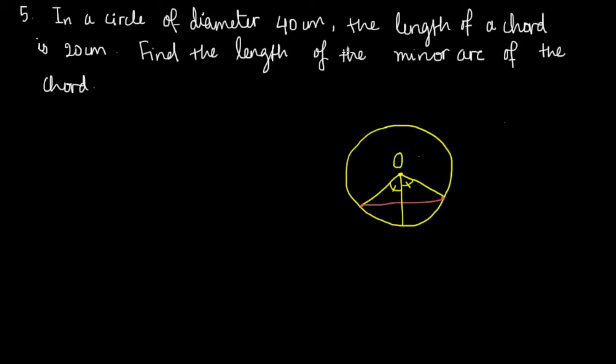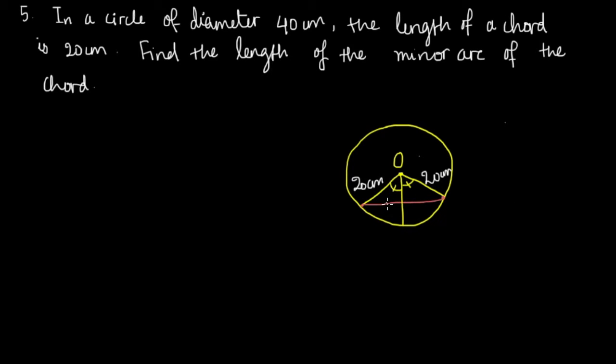It says the diameter is 40 centimeters, which means this radius has to be 20 centimeters. This is also 20 centimeters because they're both radius. And then it says the length of a chord is 20 centimeters, which means this full length, the red line, that's 20 centimeters. If you draw a line from the center to the circumference that bisects this chord into two equal parts, then what do we have?